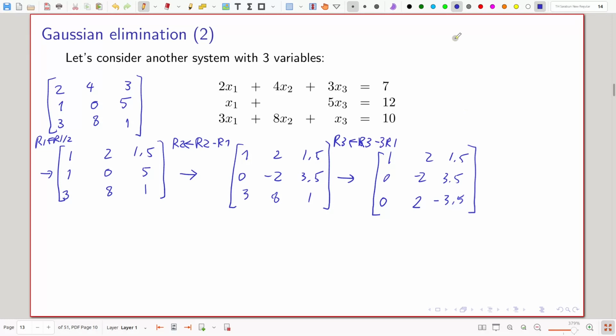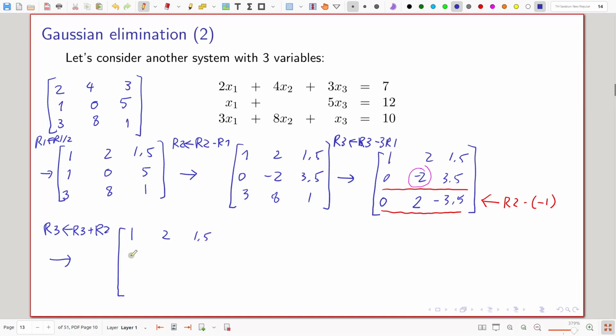Now you can see that this row is pretty much the same, right? So this row is basically R2 times minus 1. So if you continue to do the Gaussian elimination as we did, I will skip the step where I normalize this to 1. I just want to get the point across. So I say R3 equals R3 plus R2. What you would get is something like 1, 2, 1.5, 0, minus 2.